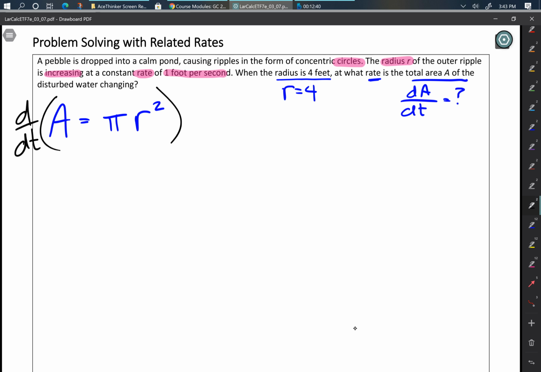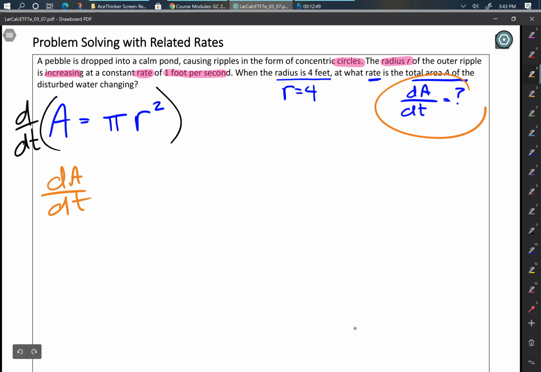Left-hand side of the equation, the variables do not match. So the derivative of A with respect to t is going to be dA/dt, which is exactly what we're looking for. Okay? Right-hand side, pi is just a coefficient, so it just drags along. Derivative of r squared with respect to time, chain rule, 2r times implicit differentiation dr/dt.